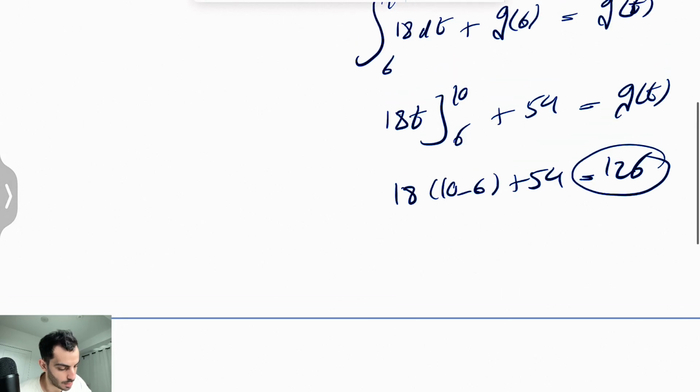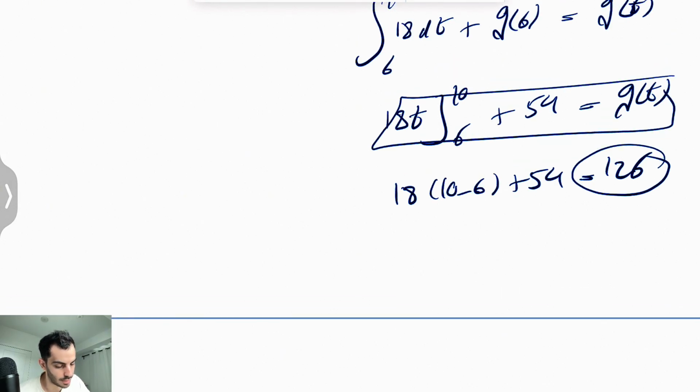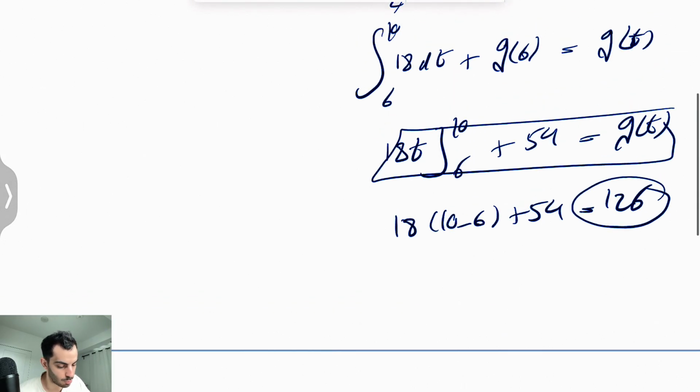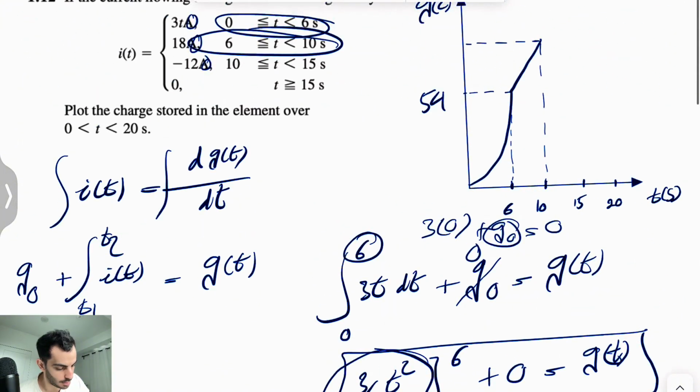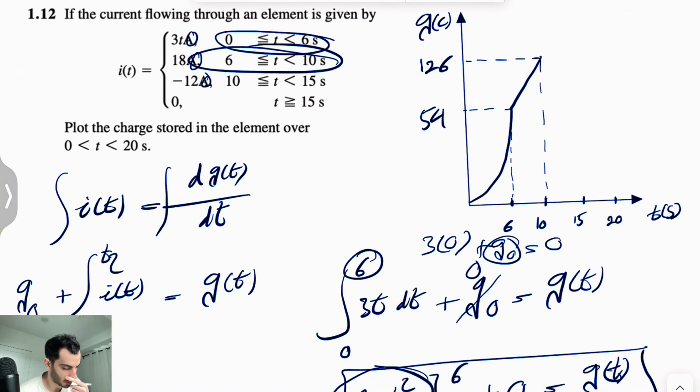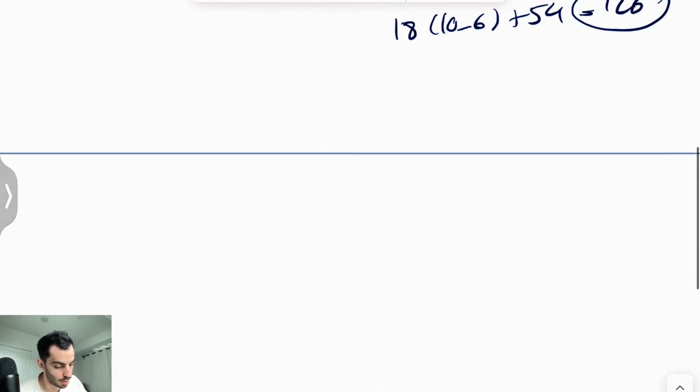If we want to draw the plot in here, we have 18t. So we have a linear curve where the slope is positive and it's 18. We're going to go somewhere like this. Obviously this is not to scale, but I'm just trying to show the basic trend in here. So it's going to be 126 coulombs.